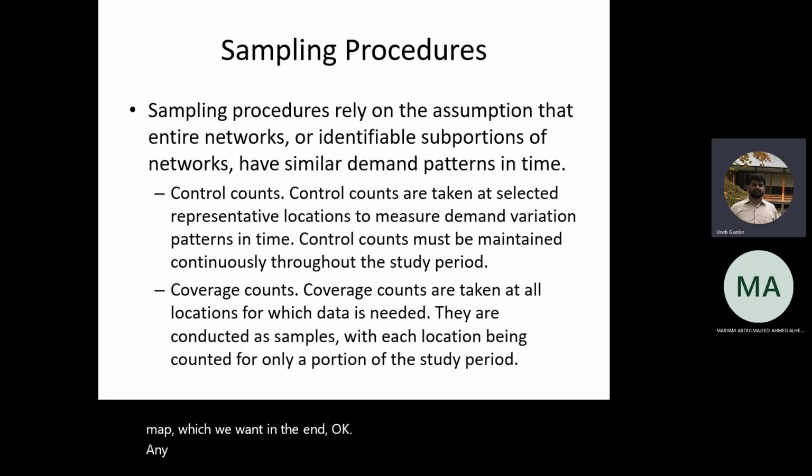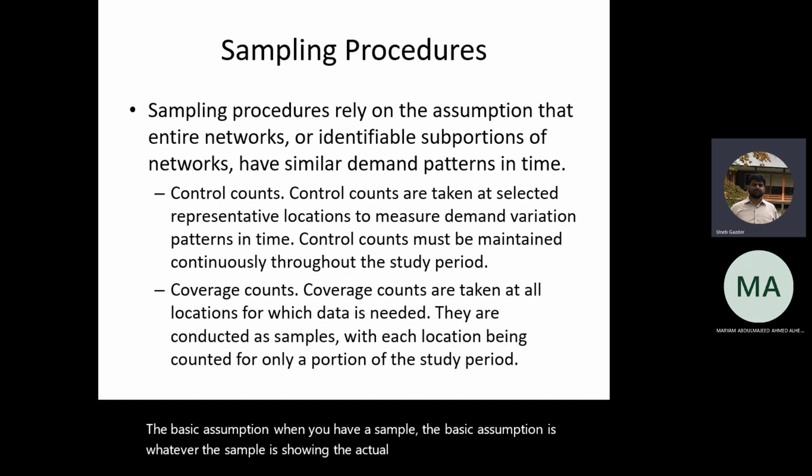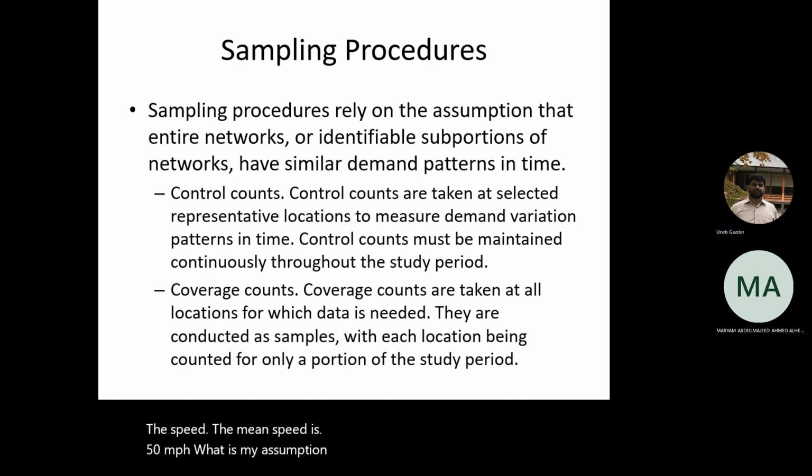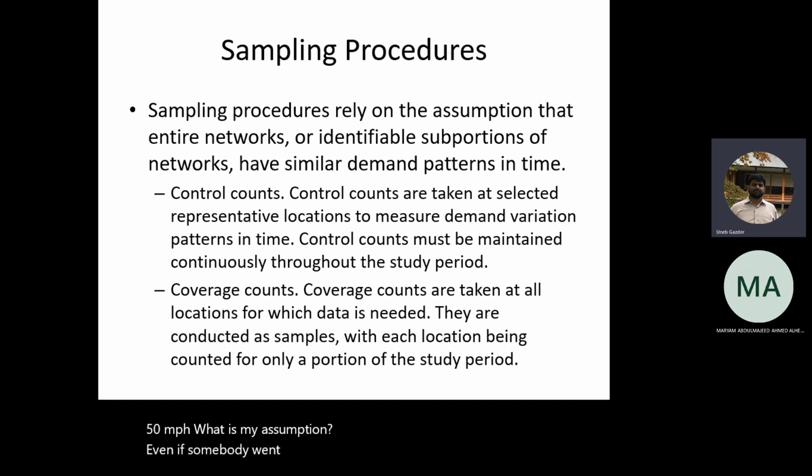Any sample which you take, the basic assumption is that whatever the sample is showing, the actual data has the same trend. You take speed samples, right? And you are telling me that in free flow conditions, the mean speed is 50 miles per hour. And what is my assumption? Even if somebody went and took the data for all vehicles, not a sample, I will still get the mean of 50 miles per hour. Same.